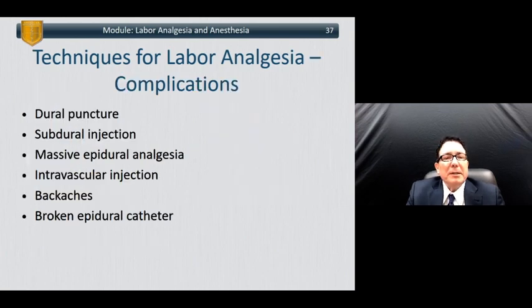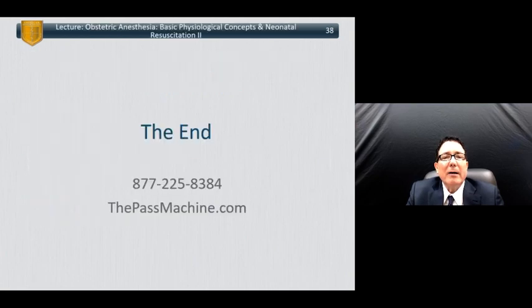Potential complications: obviously dural puncture, subdural injections, intravascular injection, etc. There have been recent case reports on broken epidural catheters, etc. So all of these things we have to keep a keen eye on preventing.